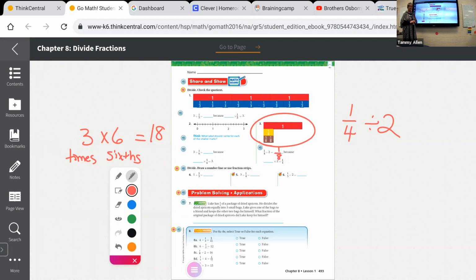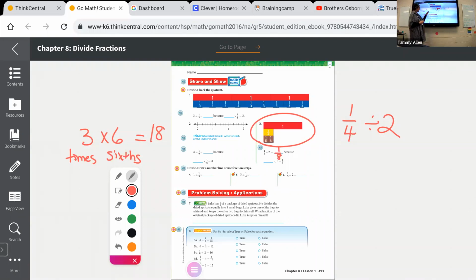So, yes. Can I multiply the 4 and 2 and then put the 1 on top? But you have to understand why it is happening that way. Does that make sense? Okay?